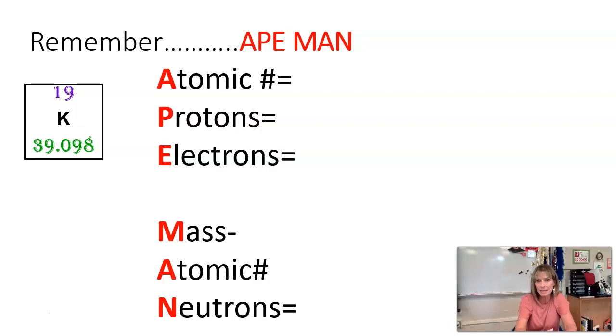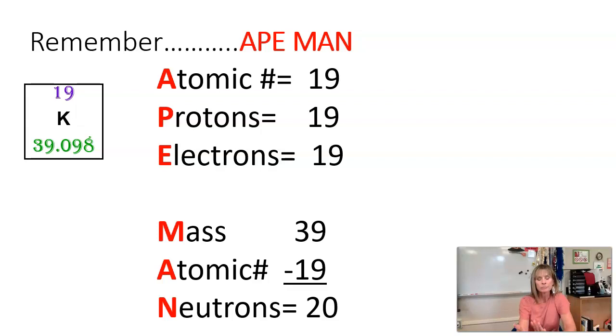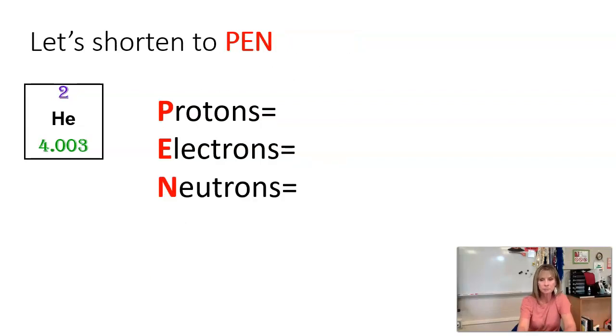K is the symbol for potassium. What do you think its atomic number is? Right, it's 19. So if it has an atomic number of 19 and atomic number equals protons, how many protons? 19. And protons equal electrons, so 19 electrons. Good. The mass number, remember, is the rounded number. So the mass number here, 39.098, rounded to the nearest whole number is just 39. 39 minus the atomic number of 19 gives me 20 neutrons. So I can find protons, electrons, and neutrons.